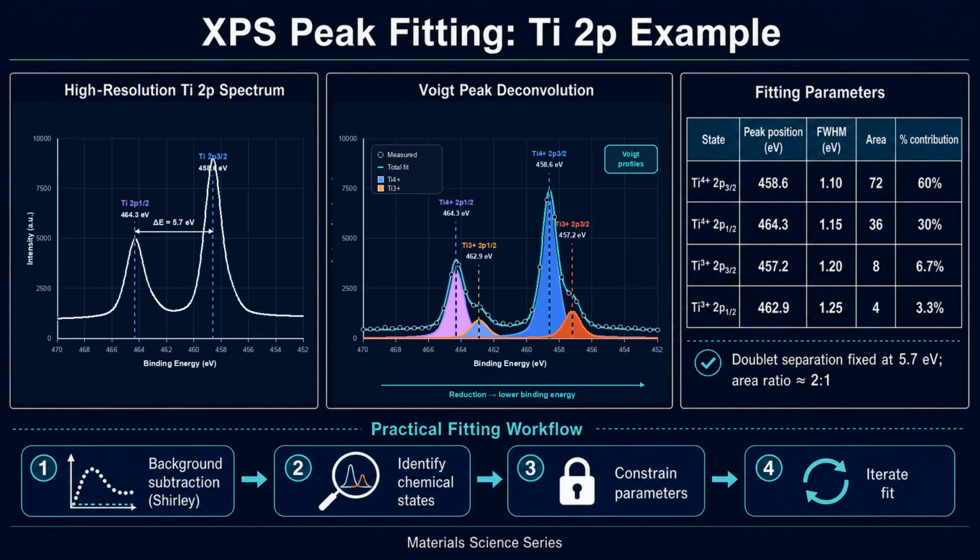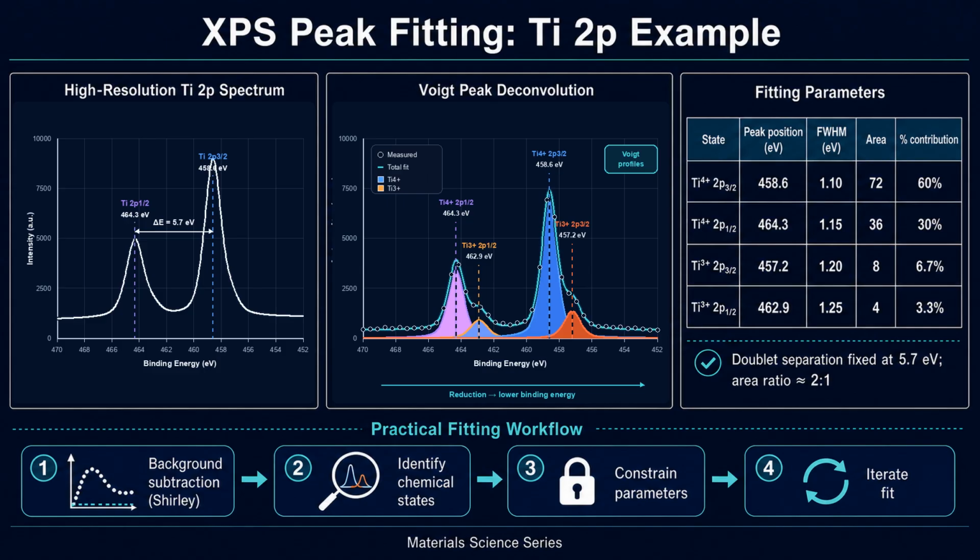Quantitative XPS analysis requires careful peak fitting. High-resolution spectra of individual elements often show multiple overlapping components from different chemical states. The Ti 2p region, for example, shows spin-orbit split peaks, 2p3/2 and 2p1/2, separated by about 5.7 eV with an intensity ratio of 2:1. Each of these can have multiple chemical states.